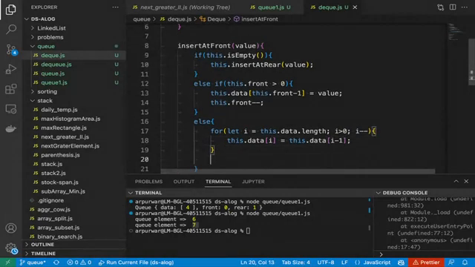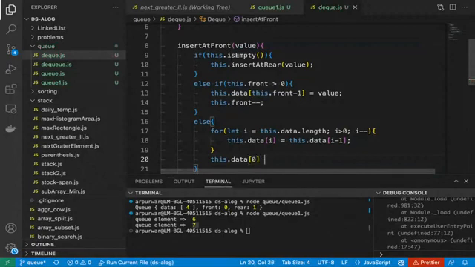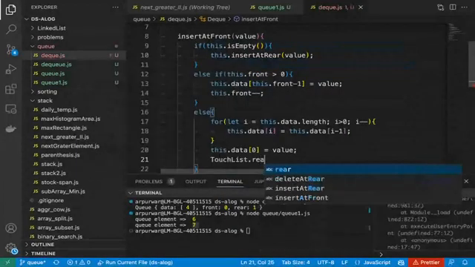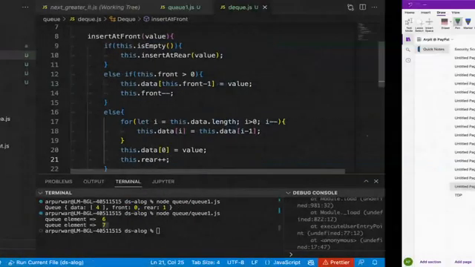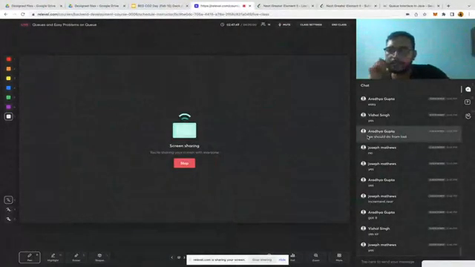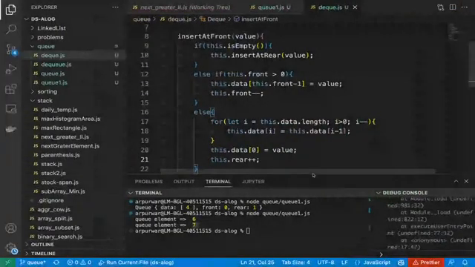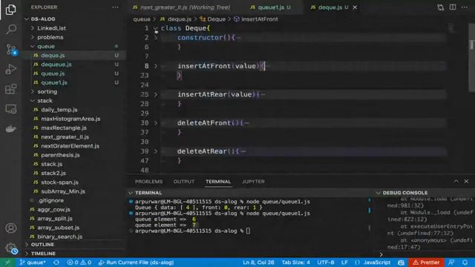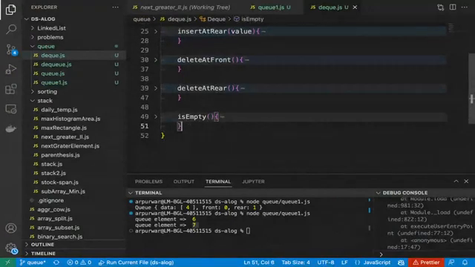Once this loop is done, at the 0 position, keep the new element. And then do this dot rear plus plus. Okay, everyone agrees with that? Right? So let's test it also. Let's call our functions. We have not done the print.